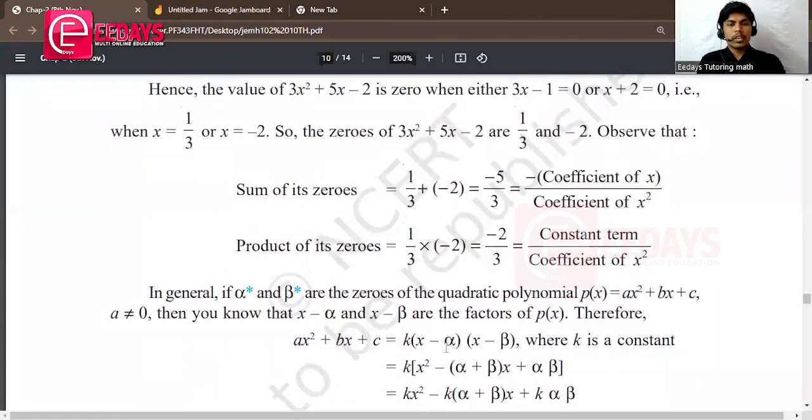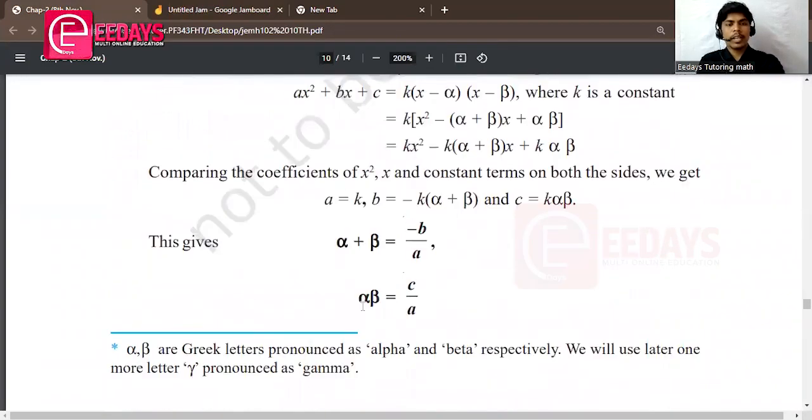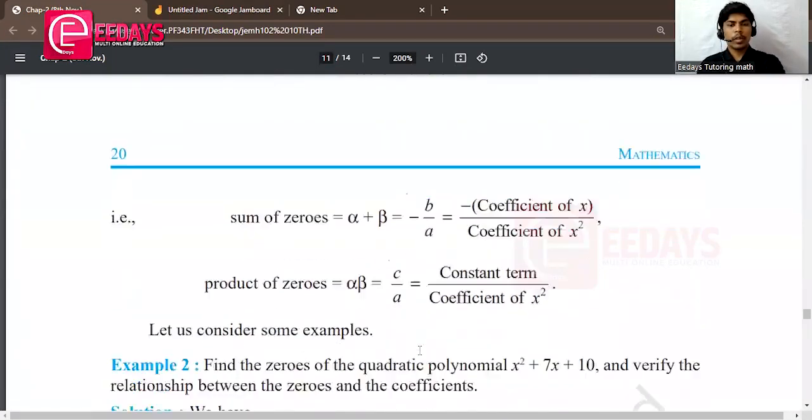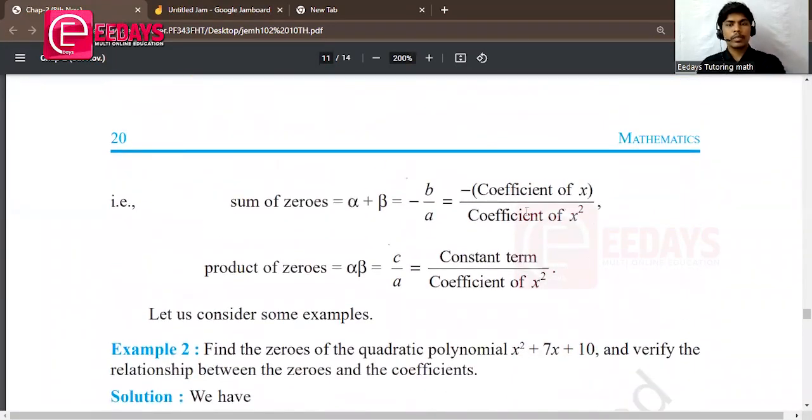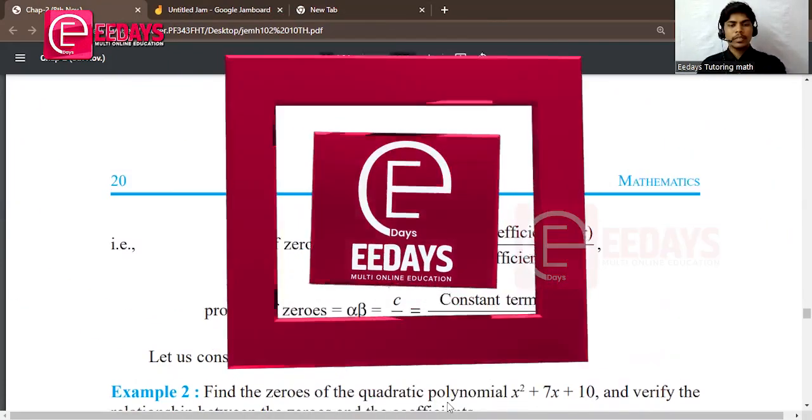Okay. Yeah. Tomorrow we'll understand the deep analysis of this. Alpha plus beta is equal to minus b by a and alpha into beta is equal to c by a. That is what we write here. Okay. The Greek letters are alpha and beta. We have to use gamma for cubic polynomial. Yeah, this is the formula. Tomorrow we'll start the exercise. In the next class we will start example sums and also understand the standard form of the quadratic polynomial, the relation between coefficients and zeros. Okay. Yeah. I just stopped it here.